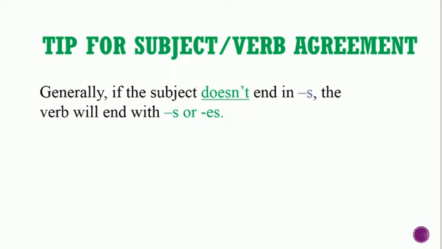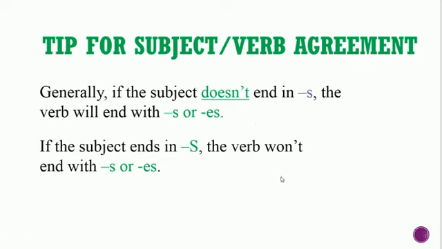For example, for the first one, a car stops in front of the house. A car, it doesn't have an s ending, right? So we need to add s for the verb. A car stops in front of the house.